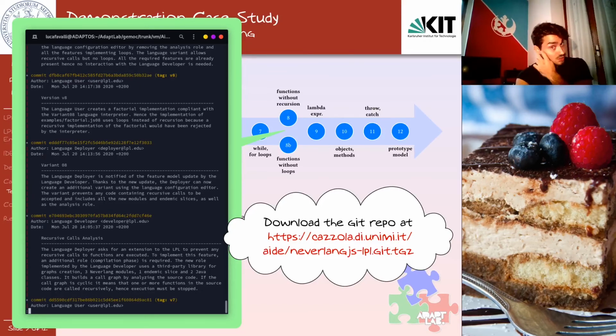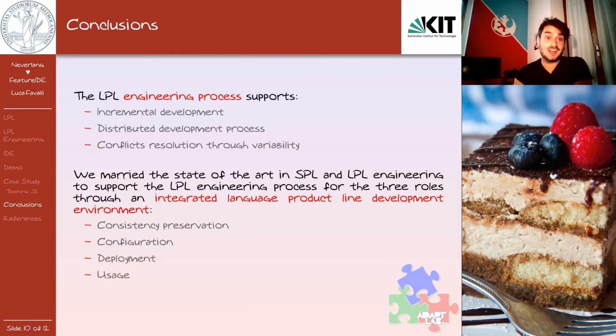In conclusion, our contributions are: first, a language product line engineering process that supports incremental and distributed development process of language families, and that can handle conflicting requests from different users through variability, meaning that we do not have to prioritize among different requests, because we can simply provide a different conflicting configuration to different users.